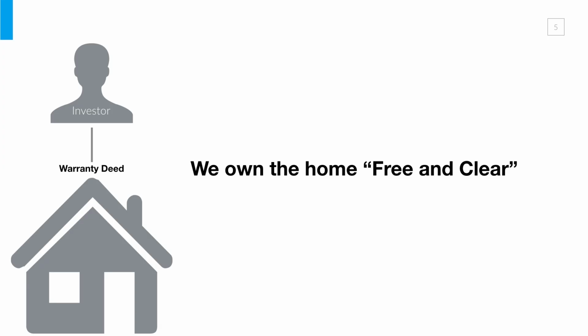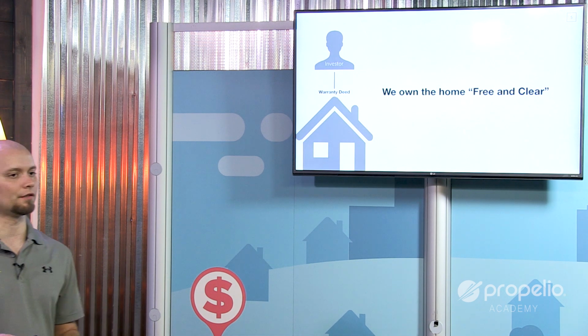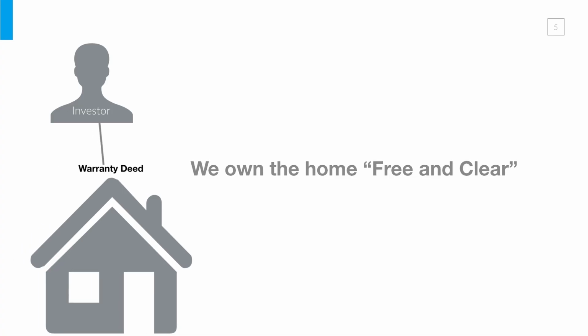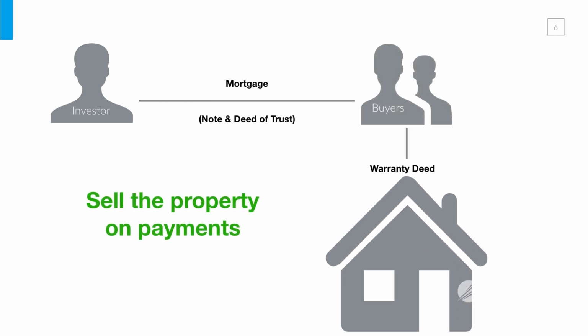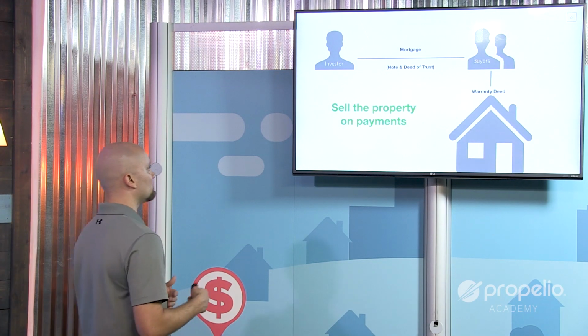So let's look at this example. Let's say that we own a house free and clear. You're the investor, you've got a warranty deed on this house, so you own it free and clear. If you're going to sell it with owner financing, it's as simple as this. That warranty deed is going to go to your buyer, so they become the owner of the property. And the buyer is going to give you a deed of trust. You're going to sign a note with the buyer, right? So they get the warranty deed, and then they've got a mortgage. But that mortgage goes to you. You're selling your property on payments. That's what the owner financing side is.